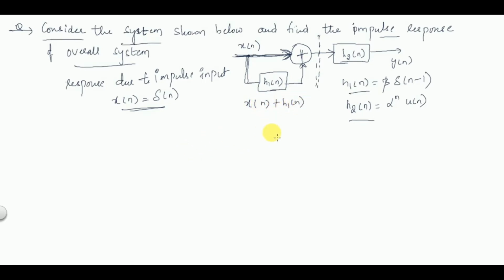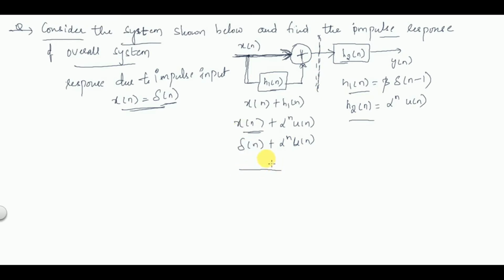Okay, yes or no? So x of n plus h1 of n, so it will be x of n plus alpha power n into u of n. But x of n is equal to del of n, so I can write it as del of n plus alpha into u of n. So this is the equivalent value up to here. Okay, so I am redrawing that.